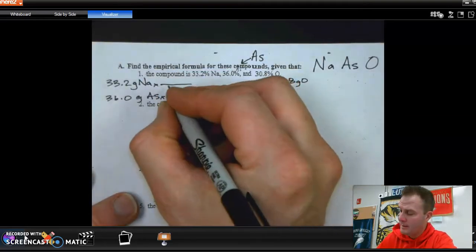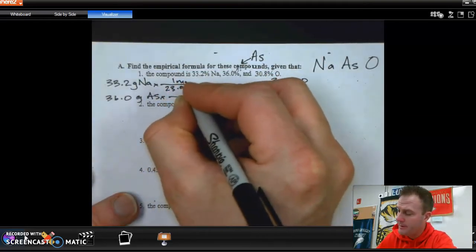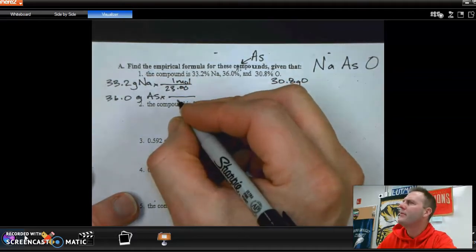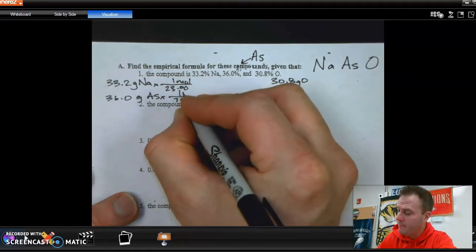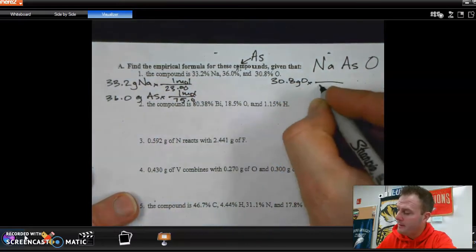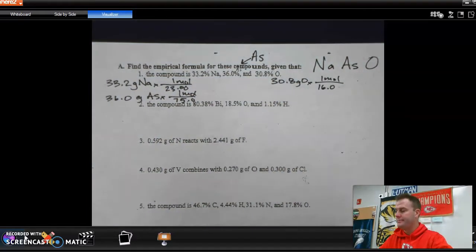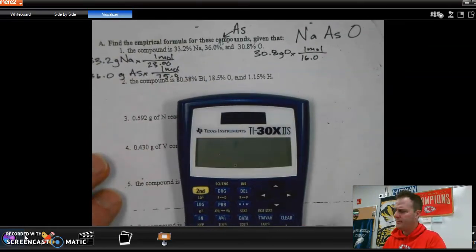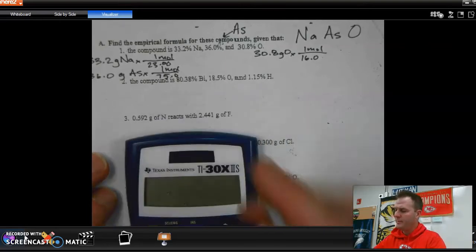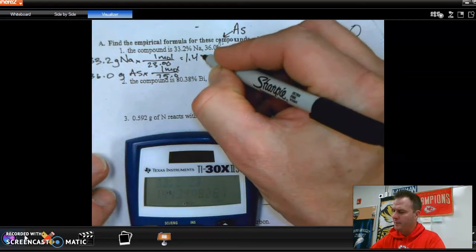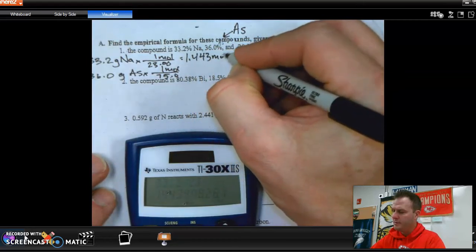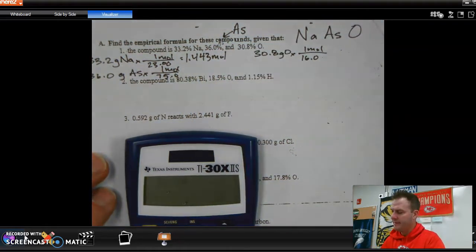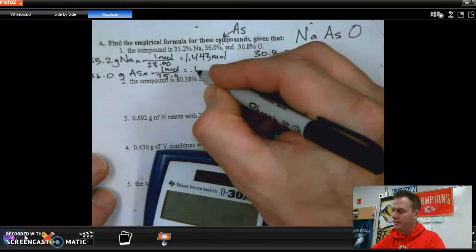So convert them to moles, first things first. So that's 23 grams, astatine 75, 1 mole. And 16 grams, that's also a mole. All right. 33.2 divided by 23 is 1.443 moles. 36 divided by 75 is 0.48 moles.